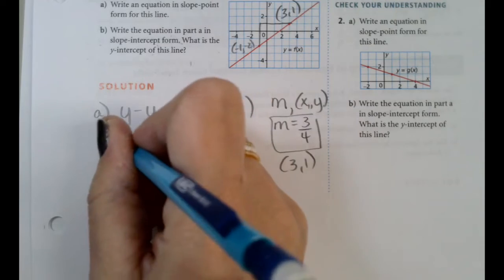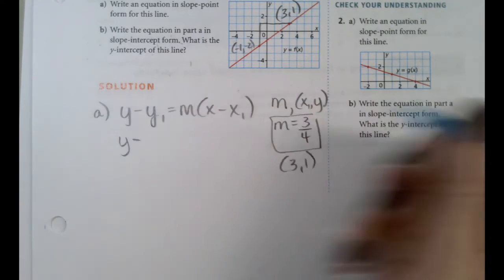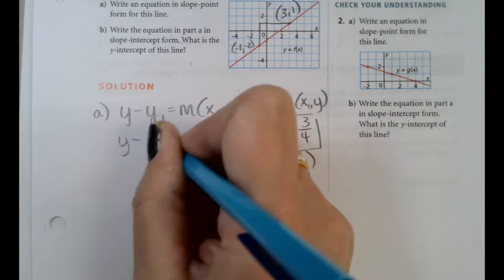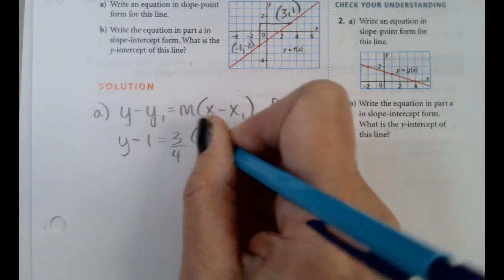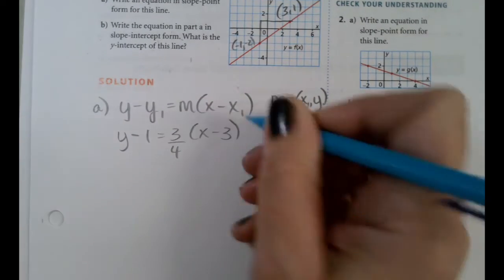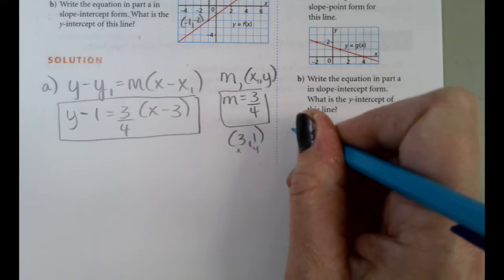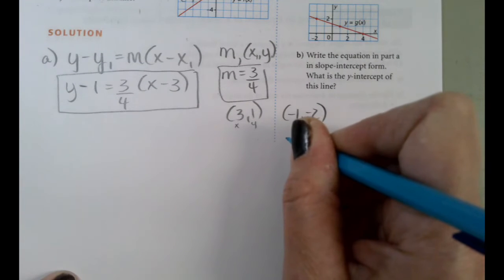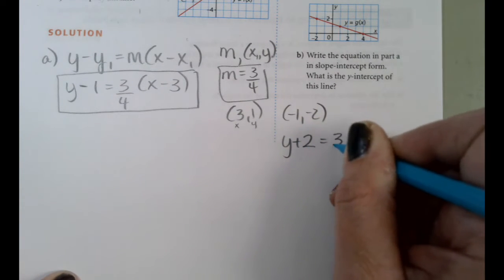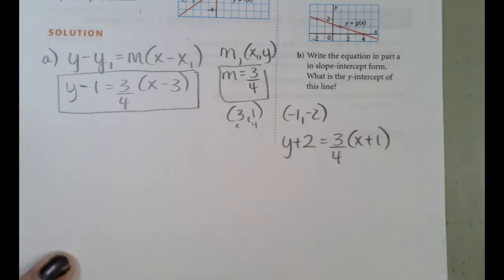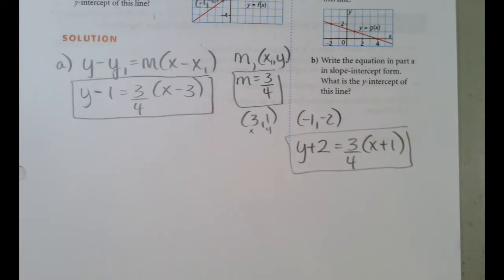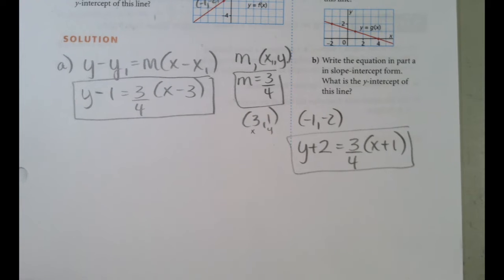So whether you write it as y minus 1, this is my y and that's my x, equals 3/4 x minus 3, that's my slope point form. If you write it with the other coordinate, which happens to be -1, -2, you'll get y plus 2 equals 3/4 x plus 1. See, they're totally different equations when they're in slope point form, but they will be identical if they're on the same line when they're in y equals mx plus b form. So we've figured out the pattern.